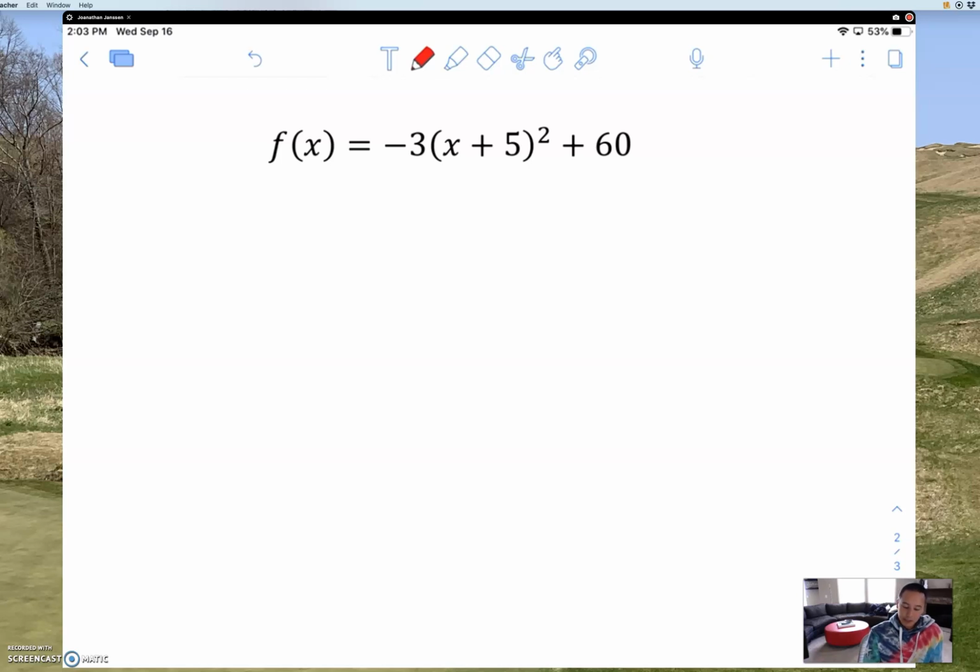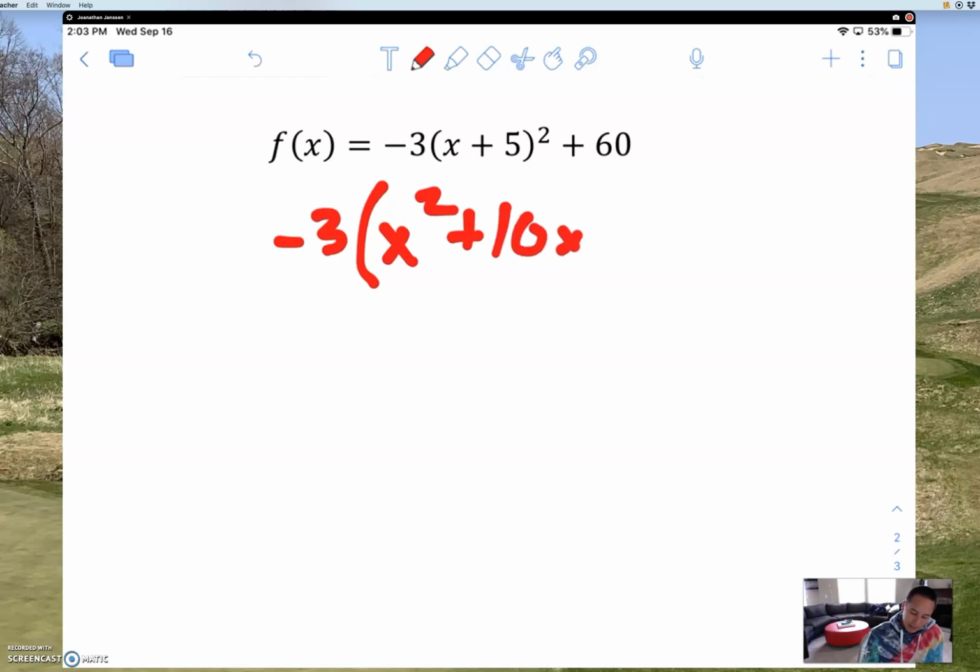So what we're going to do is take that x plus 5 squared and rewrite that one. So we start with -3. If we were to expand out the x plus 5 squared, it's going to be x squared plus 10x plus 25. So that's using our new skills that we just found. And then at the end, don't forget plus 60. So we've taken that squared part in the parentheses and we've expanded it all out.